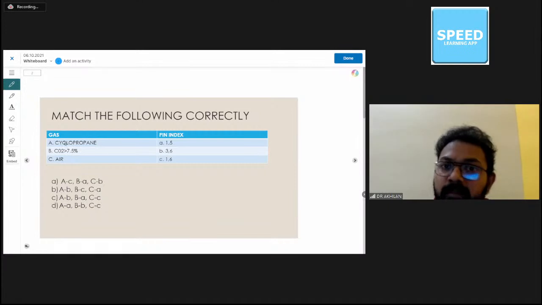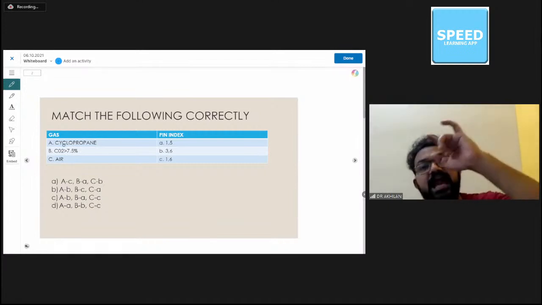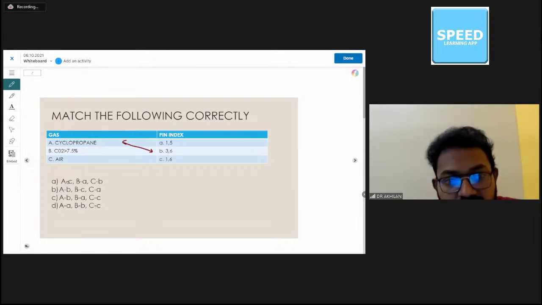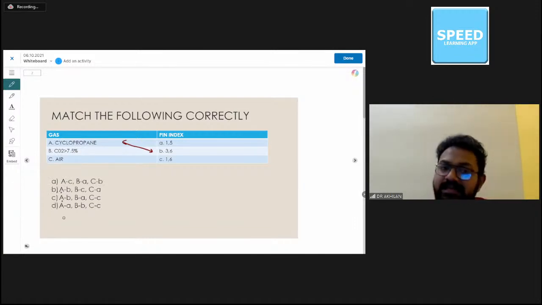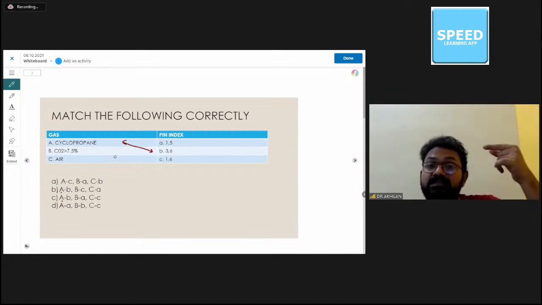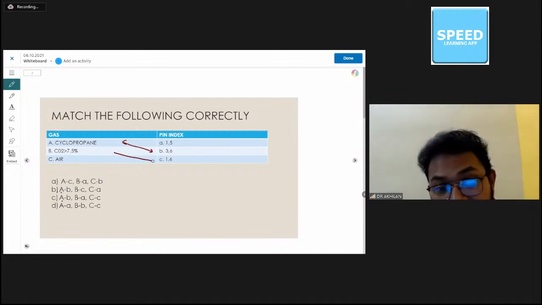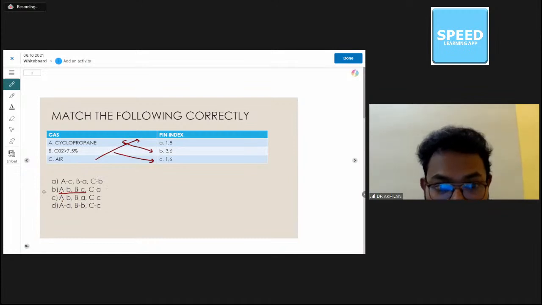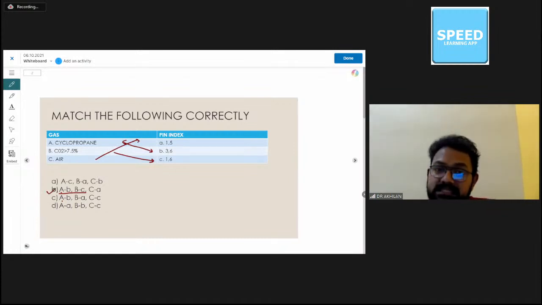What is the pin index of cyclopropane? Remember C, it is the third C, and it is 3,6. So cyclopropane A is joining with B. I have B and C options, so it can be either B or C. Now, what is carbon dioxide more than 7.5 percent? If carbon dioxide is more than 7.5 percent, then your pin index is going to be 1. So B is matching with C. So A, B is matching and B, C is matching. And what is air? 1, 5. So C is A. So what is the correct answer to this question? A, B, B, C, C, A.